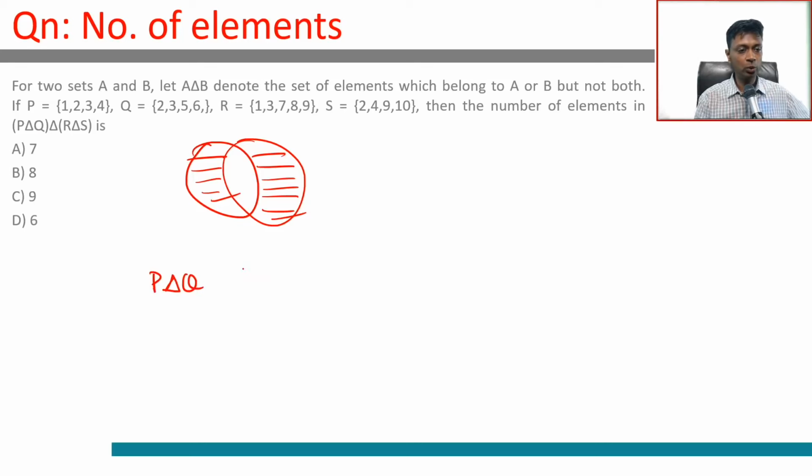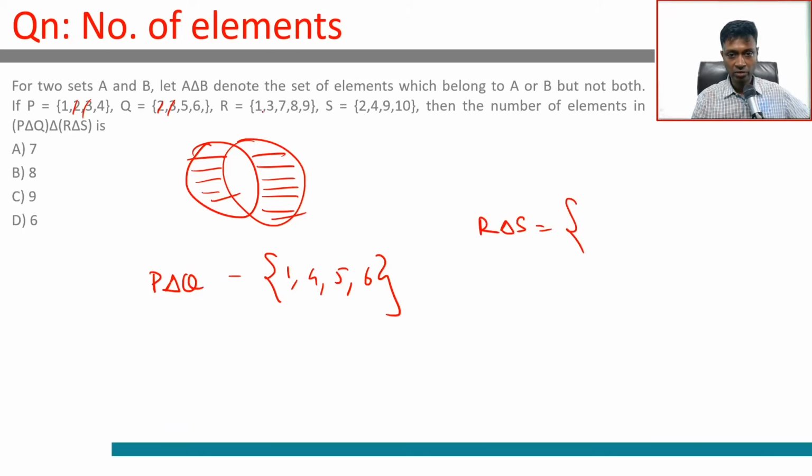First, P triangle Q: this has 1, 2, 3, 4. This has 2, 3, 5, 6. 2 and 3 are common. Remove that. P triangle Q is 1, 4, 5, 6. Let's worry about R triangle S now. R and S: this has 1, 3, 7, 8, 9. 9 is common. This has 1, 3, 7, 8. This has 2, 4, 10. All even numbers. Only even number here is 8. So, that's not present here.